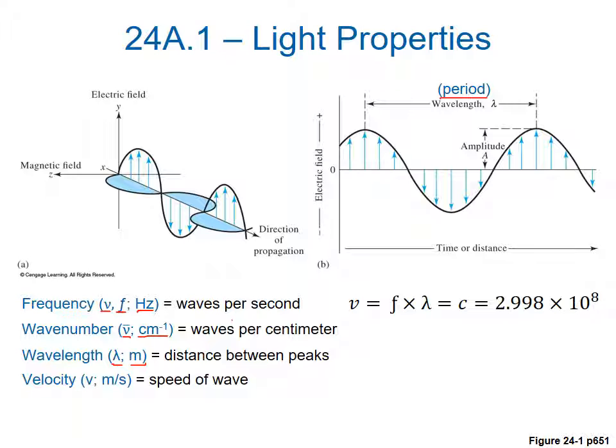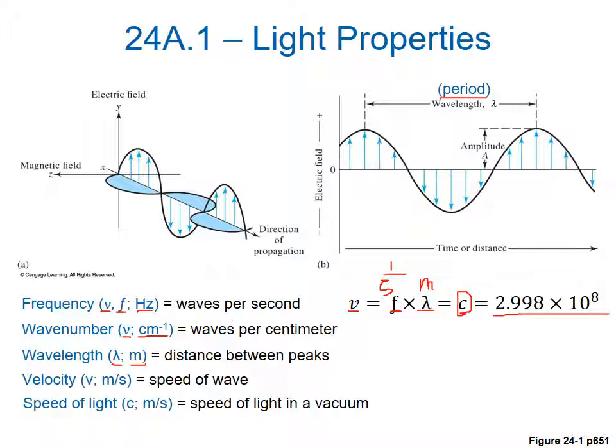We also talk about velocity. Velocity equals the frequency times the wavelength. If our frequency has units of 1 over seconds, and our wavelength has units of meters, we can see that we'd end up with a velocity in meters per second. So the speed of light is always given the variable c, that's the velocity of light in a vacuum, is 2.998 times 10 to the 8th meters per second. Now that's in a vacuum. It's very close to that when it's in air as well, and so we usually use that speed of light for air.